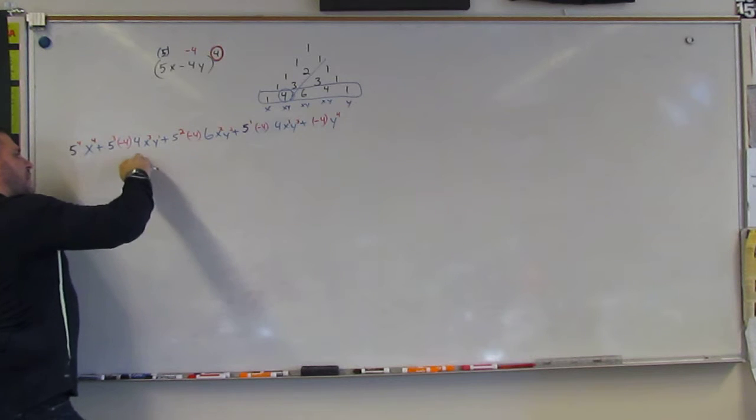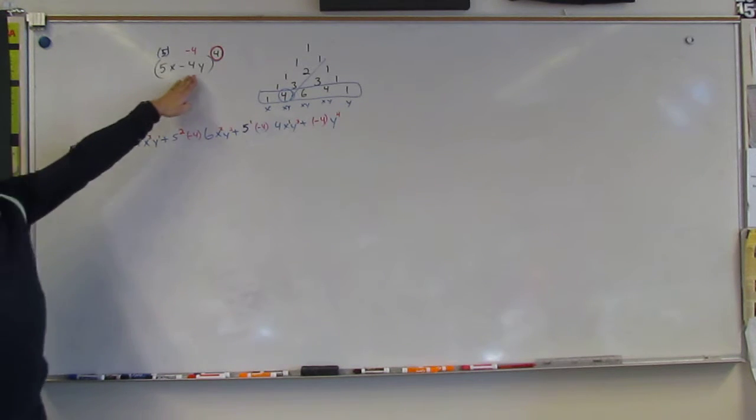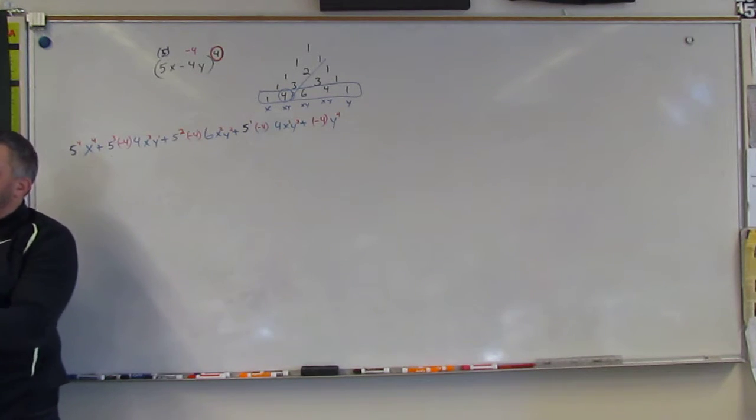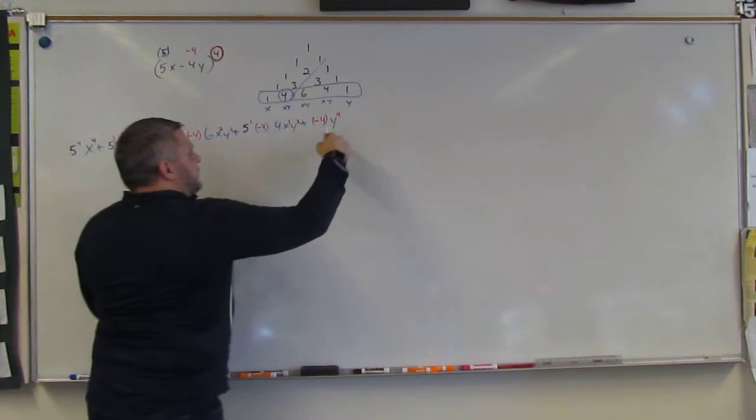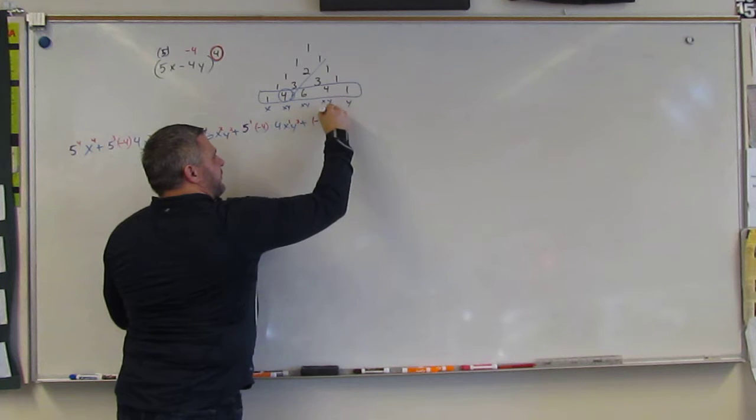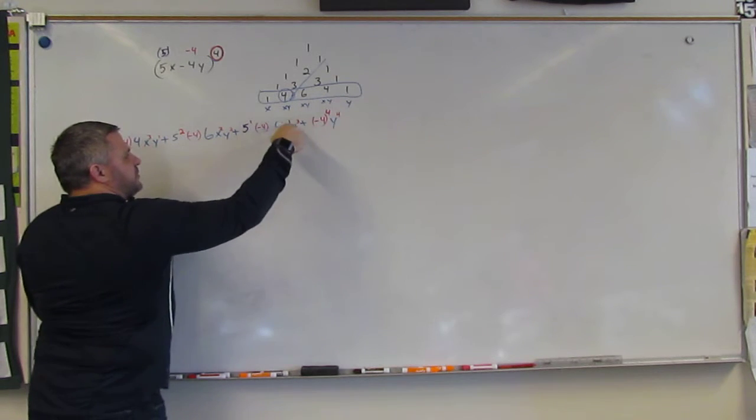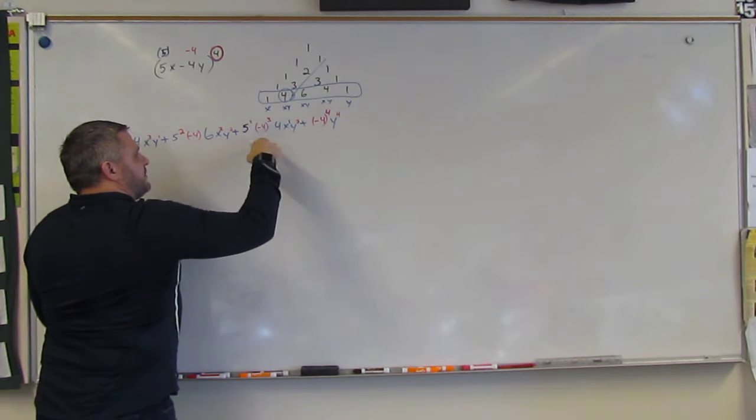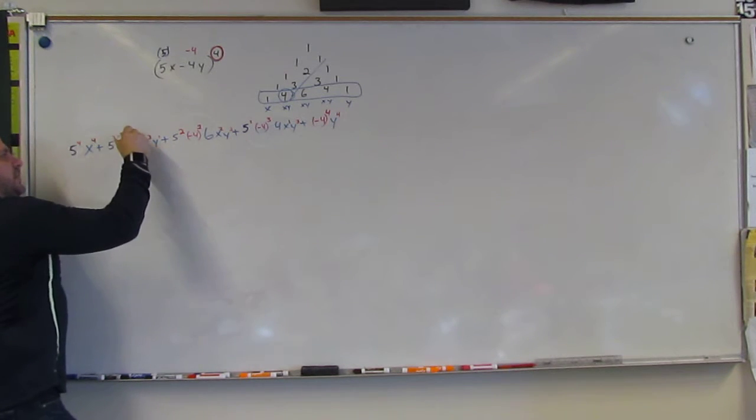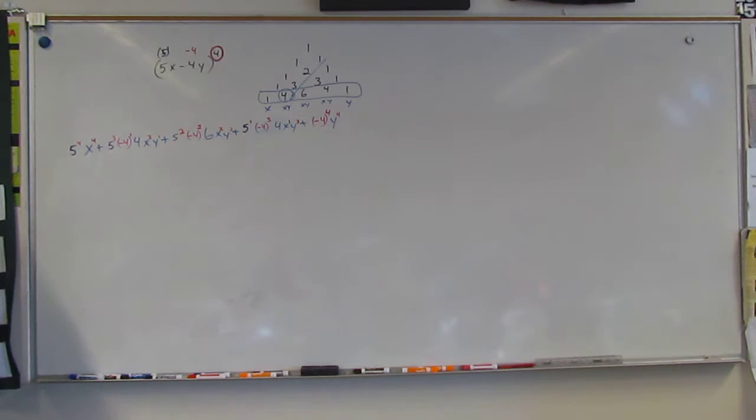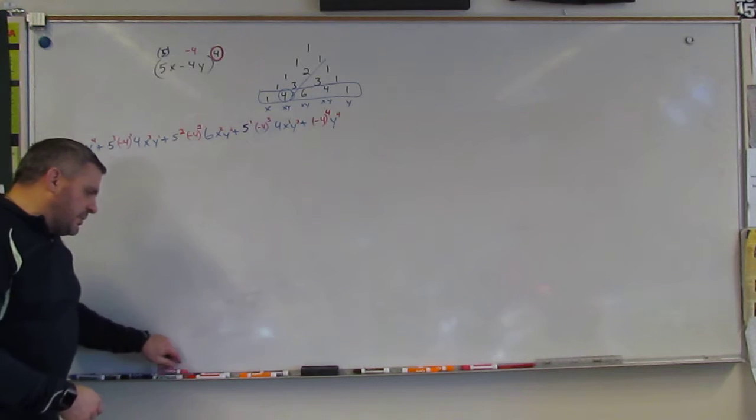However, because it's attached to the y, it has to be doing exactly what the y is doing. Okay? So if this y has a 4, then this -4 has a 4. If this y has a 3, then this -4 has a 3. If this y has a 2, then this -4 has a 2. If this y has a 1, this -4 has a 1. Does that make sense?